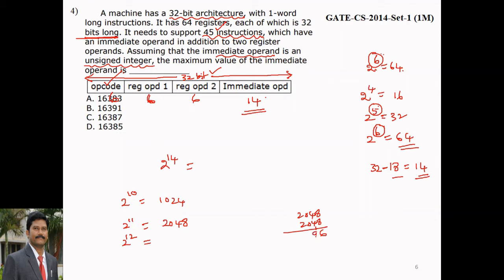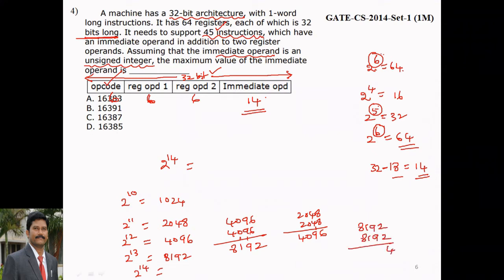Now we need to find 2 power 13. 4096 plus 4096 is 8192. And 2 power 14 equals how much? 8192 plus 8192. Every bit, it doubles. That is 16384.